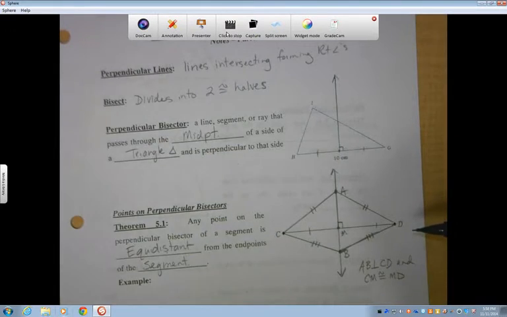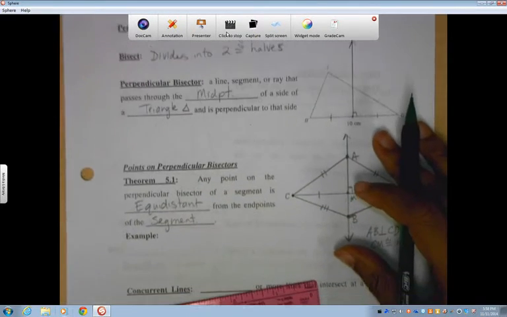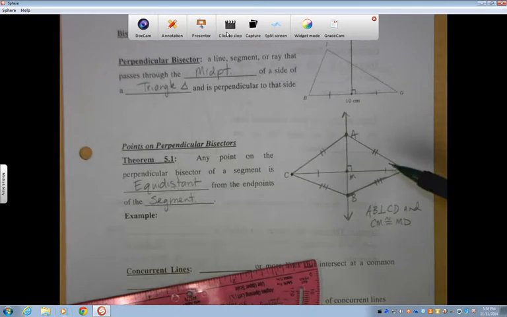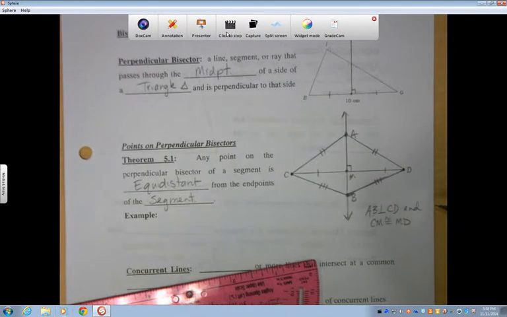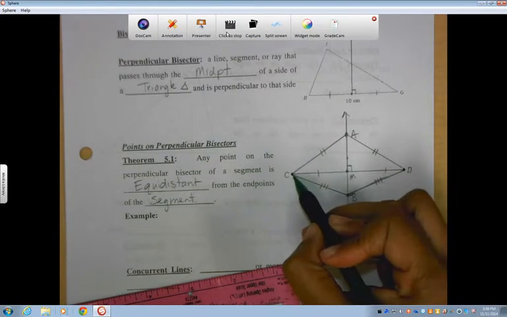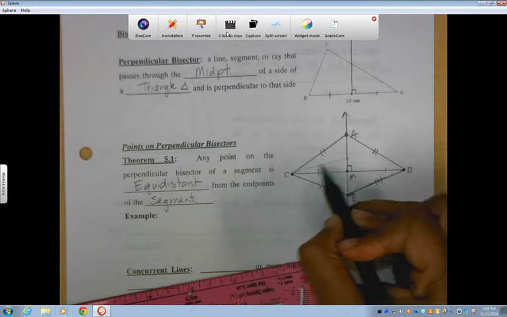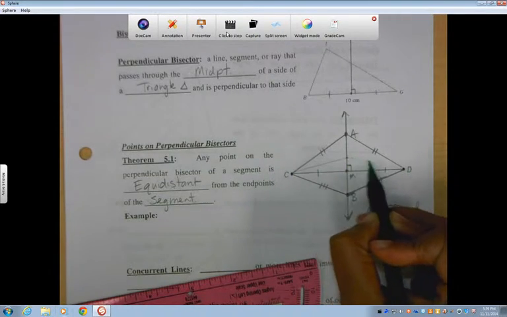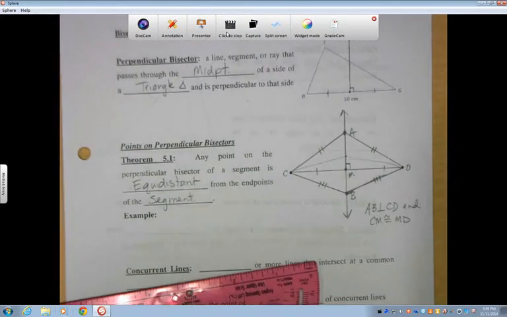The converse of this is true as well, meaning if I have a point that is equal distance from the endpoints of the segment. So, without knowing this is a perpendicular, if I knew that the distances between the endpoints and that point were equal, then I could conclude that those points had to be on a perpendicular bisector, because that's the only time that that occurs.